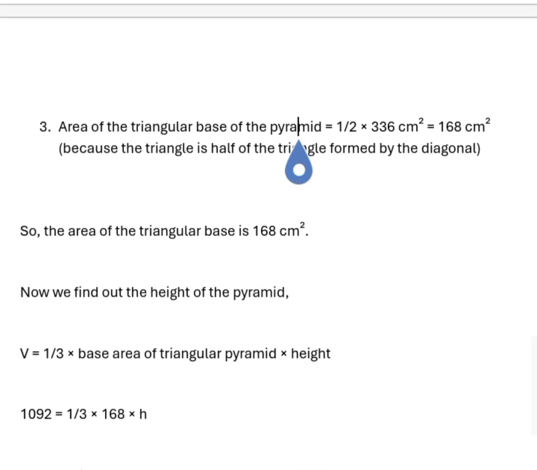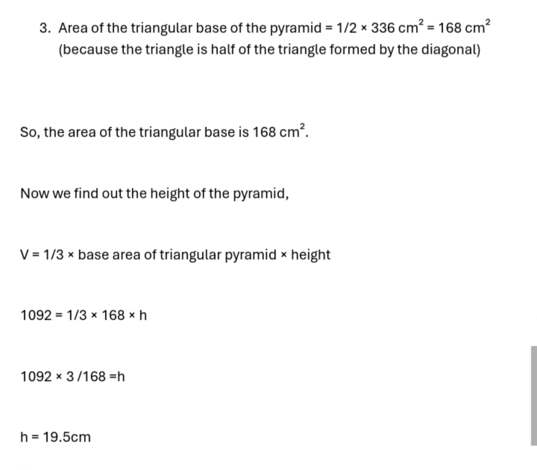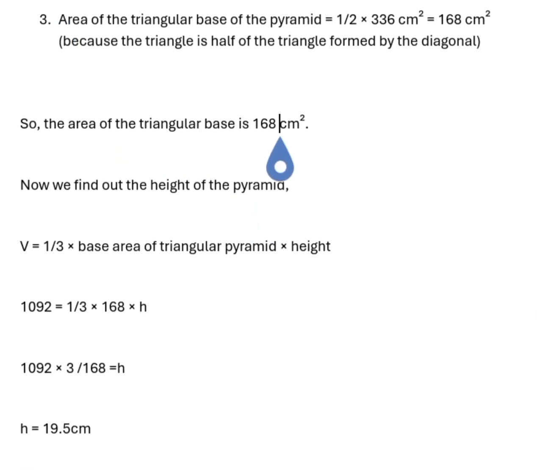Then the area of the triangular base of the pyramid is 336 divided by 2, which is equal to 168 centimeter square. We divide 336 by 2 because the triangle is half the triangle formed by the diagonal. So the area of the triangular base is 168 centimeter square.